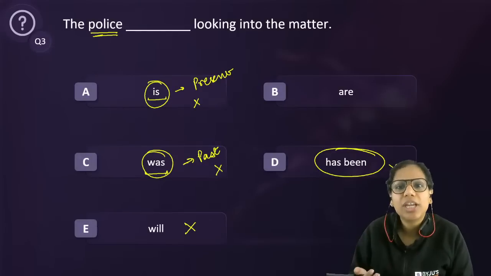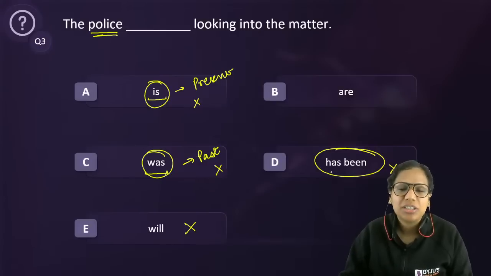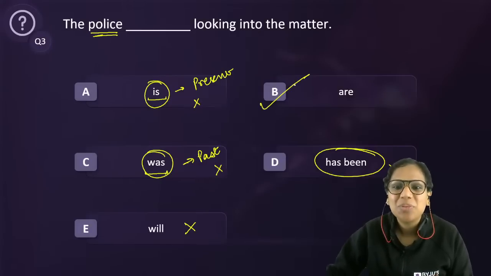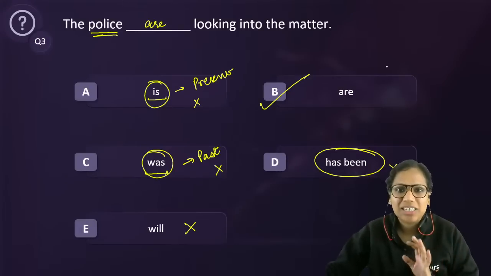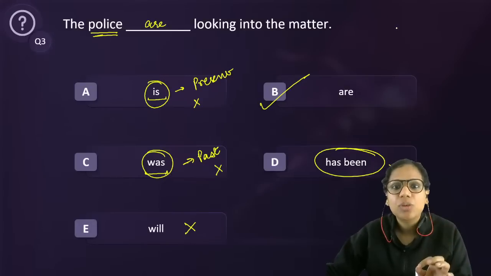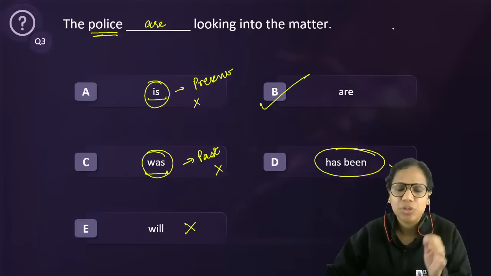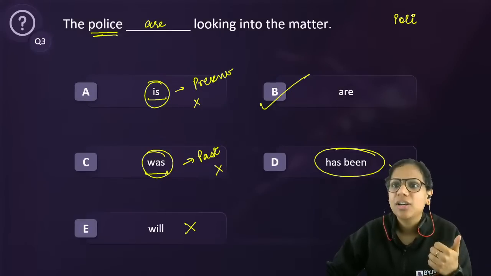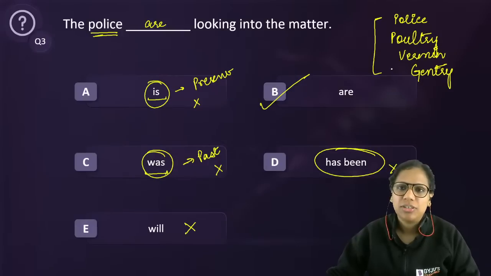So this is just a smart way of going about your vocabulary and grammar questions, eliminating on the basis of grouping. If all of these seem to fit, that means probably none of them do. B is the answer. The police are looking into the matter. Now, if you've attended the 100 most expected sessions, then you know that there are certain nouns that are always plural. They are plural by construction. That's how we phrase it in grammar. So, police, poultry, vermin, gentry. They are always plural.